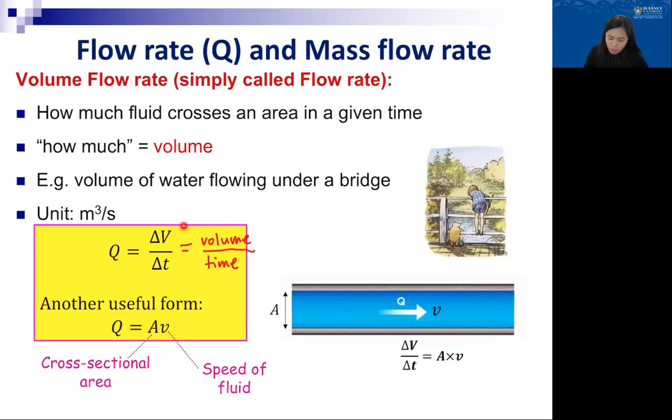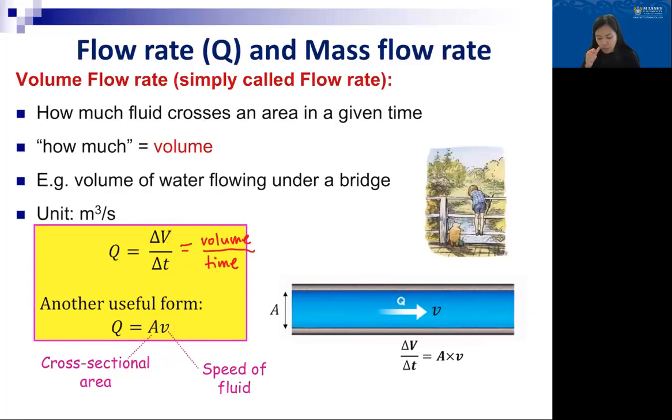The first one refers to the amount or the volume of fluid crossing an area at a given time. And the second form is probably the more intuitive one, which relates the dimension of the pipe in the form of cross-sectional area and the speed at which the fluid is flowing. So which equation to use just depends on what you know, what is given in the problem, and what you want to find out, or what's being asked.